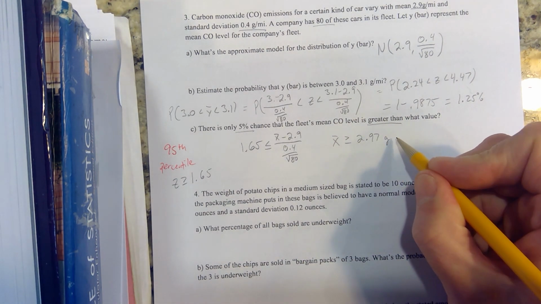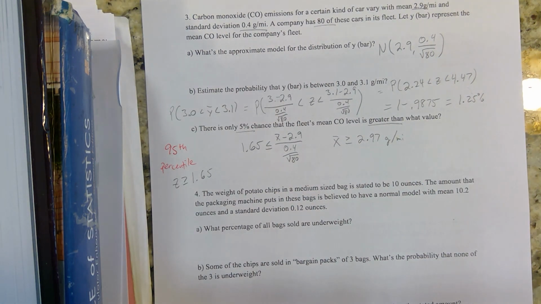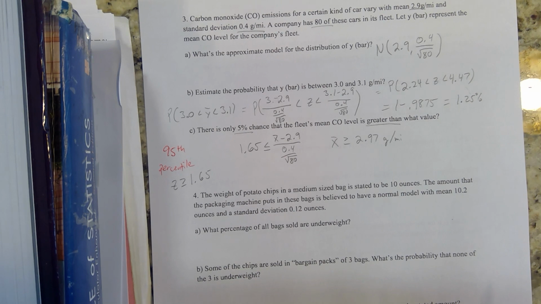And there are units here. This is G per mile. Oh, wait, emissions. I have no idea what the G is. Grams per mile, maybe?